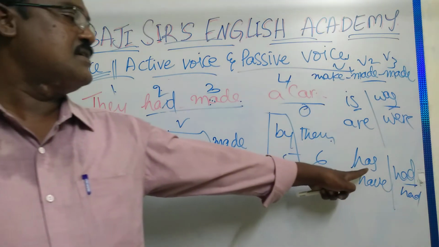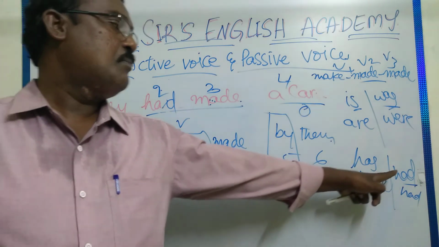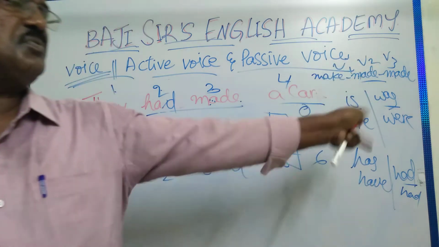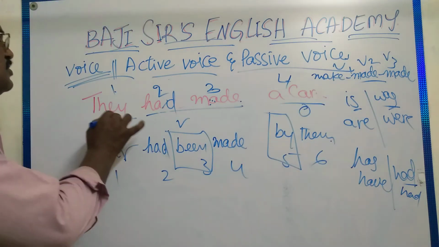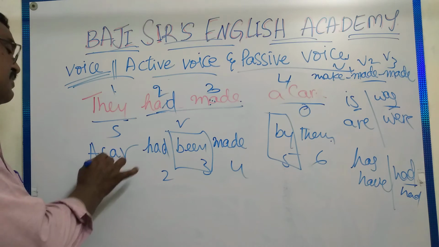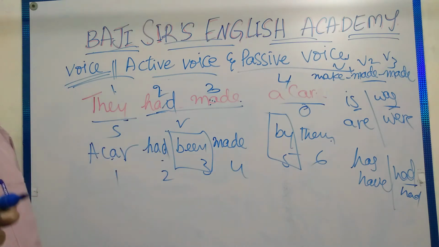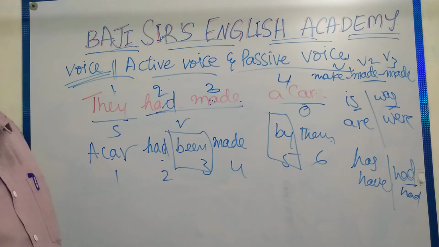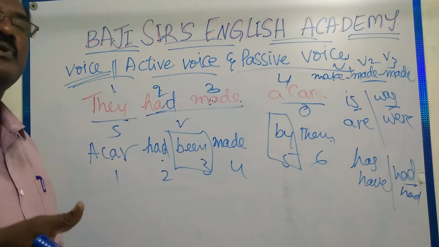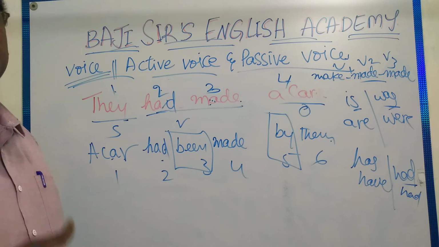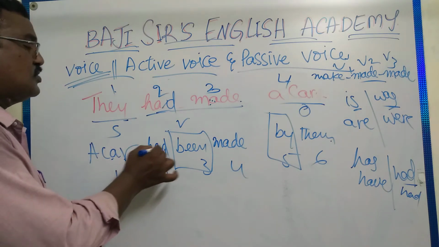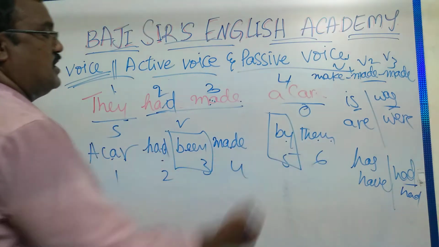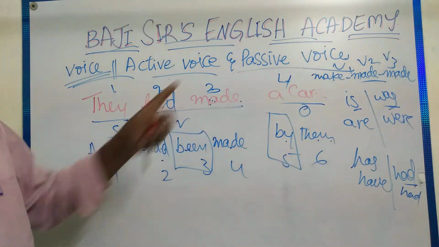Because in present tense, singular is has and plural is have. But in past tense, for a singular subject and a plural subject, it is the same have form. Plural also had, singular also the same. There is no difference between singular and plural have form in past tense. That is had. So had been made by them. So this is past perfect.